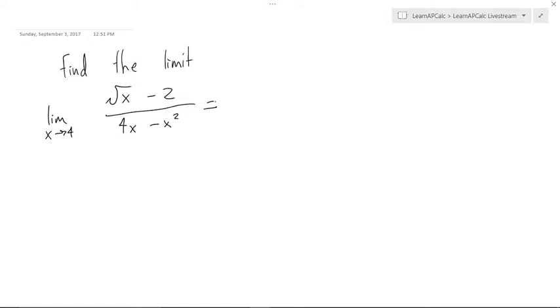As I talked about in the videos, we always do direct substitution first. So this is square root of 4 minus 2 over 4 times 4 minus 4 squared, and this of course is 0 over 0. So this is indeterminate. We have to do more work.